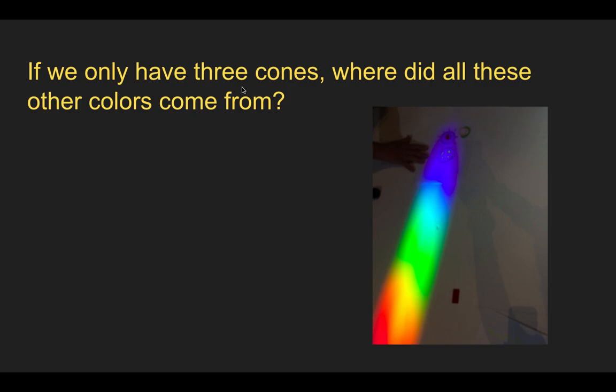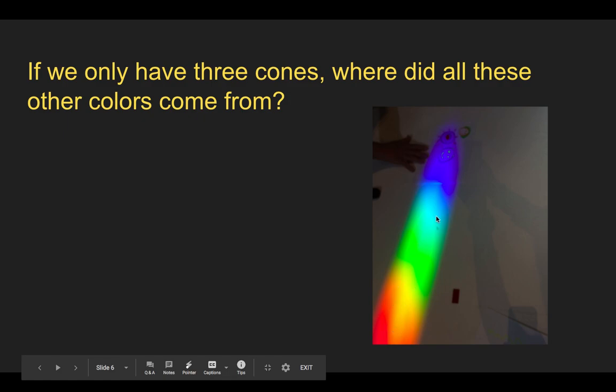So if we only have 3 cones, where do all these other colors come from? You see the blue here, you see the green and the red. In between you've got yellow, and in between here you've got cyan. I'm going to keep repeating those names so that you get familiar with them, especially cyan.